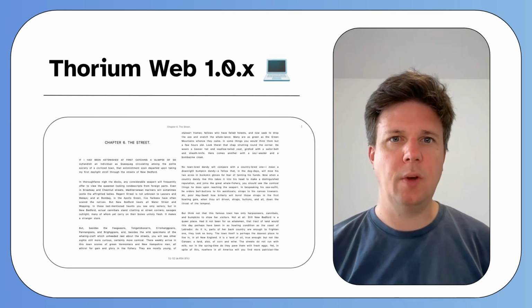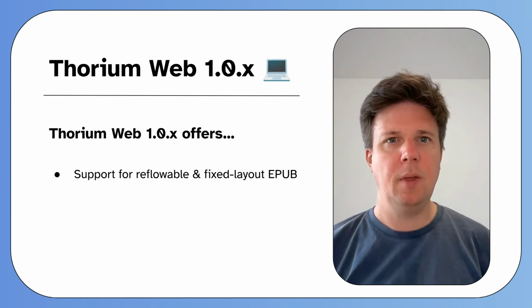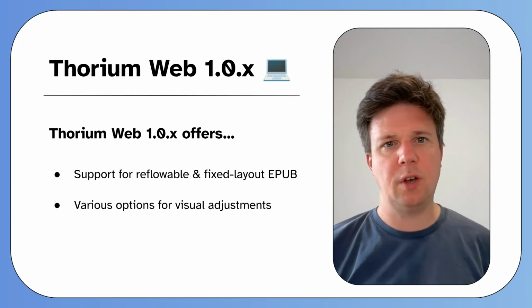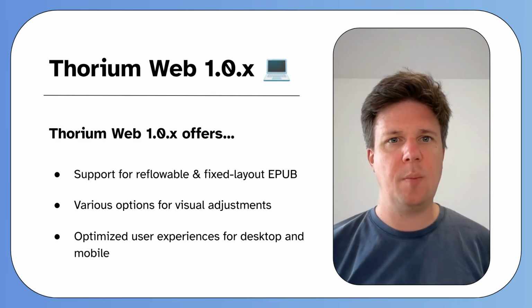Thorium Web 1.0 is our first stable release for the project. It supports reflowable and fixed layout EPUB, it offers plenty of options for visual adjustment, and its user experience is optimized for both desktop and mobile. If you're following our repos, you might have noticed that we've already released 5 minor versions since late August.